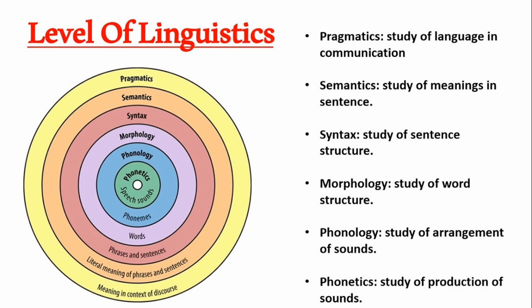Actually, linguistics is the scientific study of a language. It tells us how language is formed, how it works, and how people use it to communicate. Linguistics, as you know, has several branches. For example, morphology is the study of word structure and formation of words. Syntax studies how words are arranged to form sentences. Semantics studies the meaning of words and sentences. And pragmatics, that is the study of language in communication.